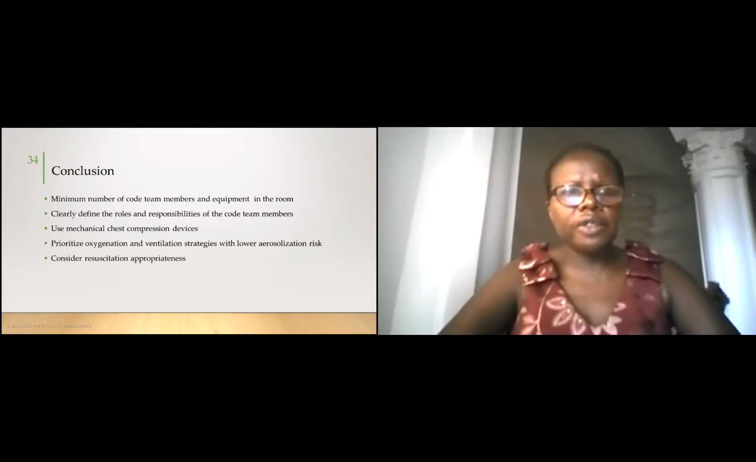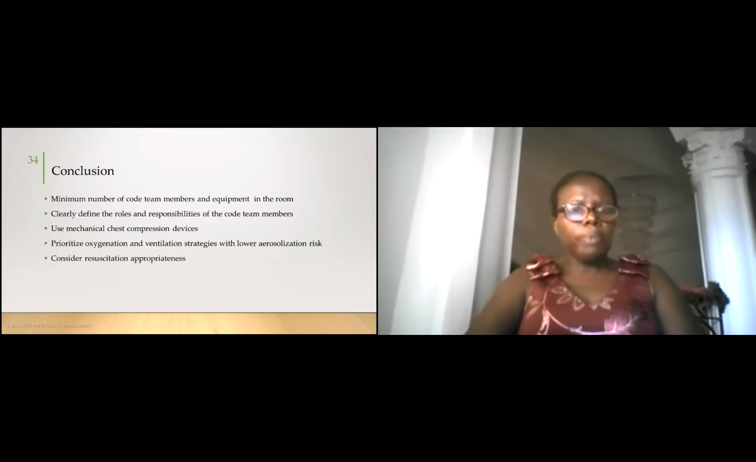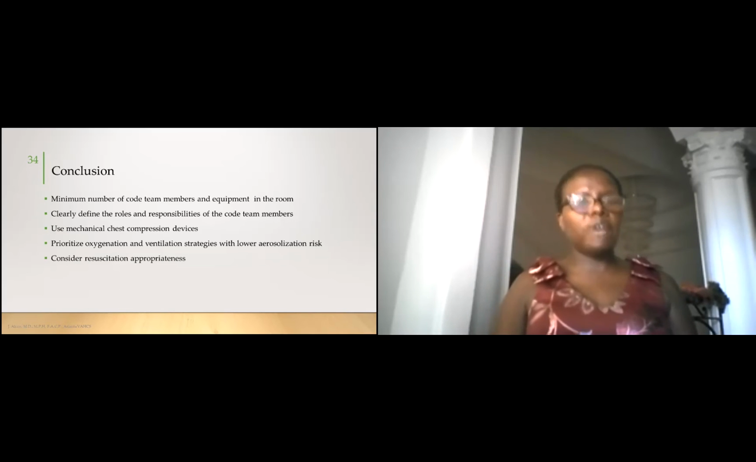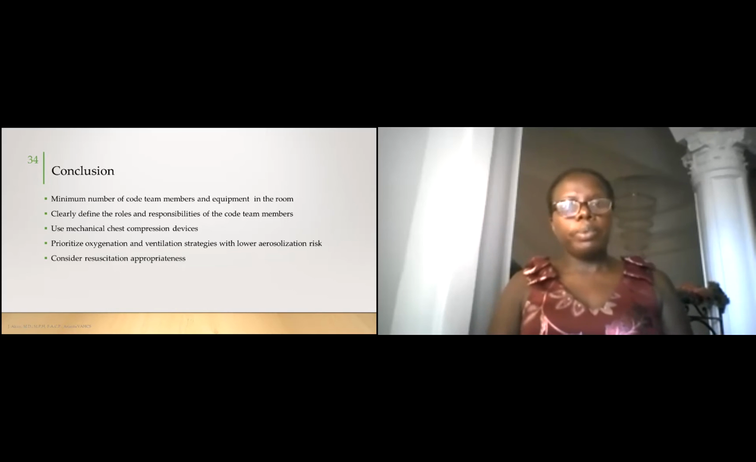So in conclusion, we want to make sure that we have the minimum number of code team members and equipment in the patient's room. Secondly, you want to clearly define the roles and responsibilities of every code team member prior to their being part of the code team, so that once they're part of it, they can perform their function effectively. Thirdly, you want to use mechanical chest compression devices for inpatient cardiac arrest. That is one of the new aspects that was added to the guidelines.